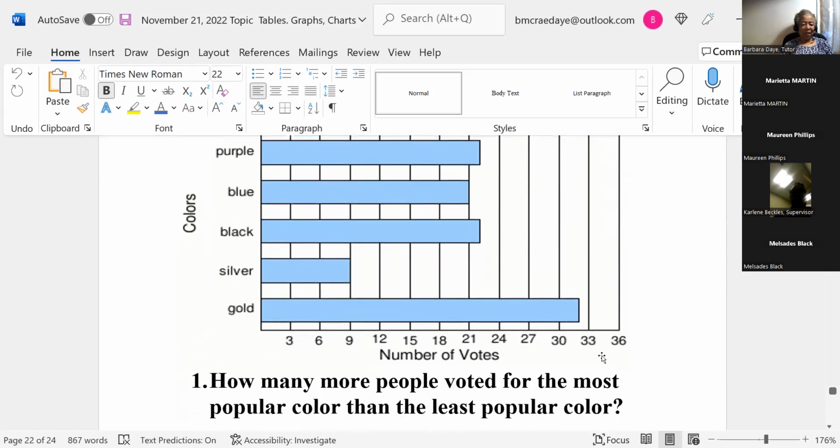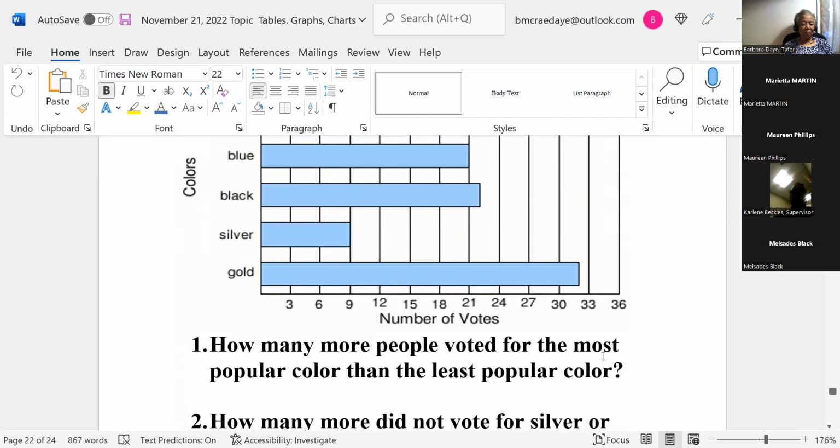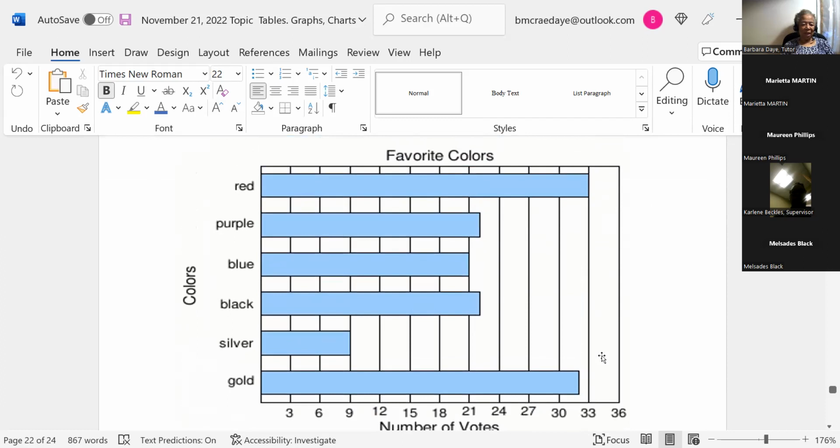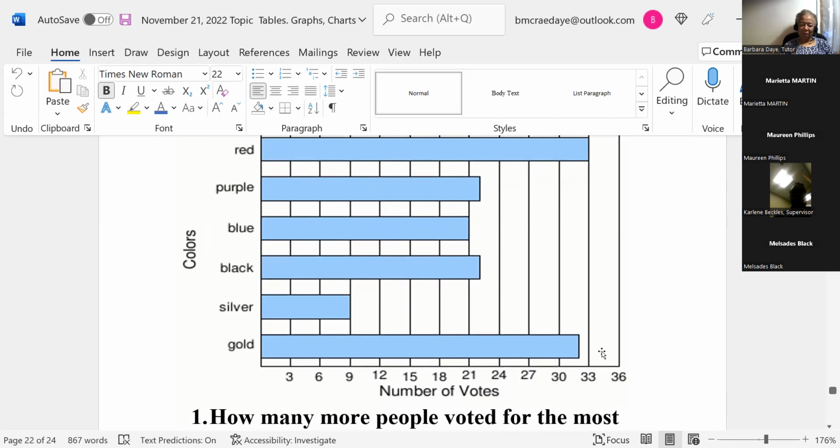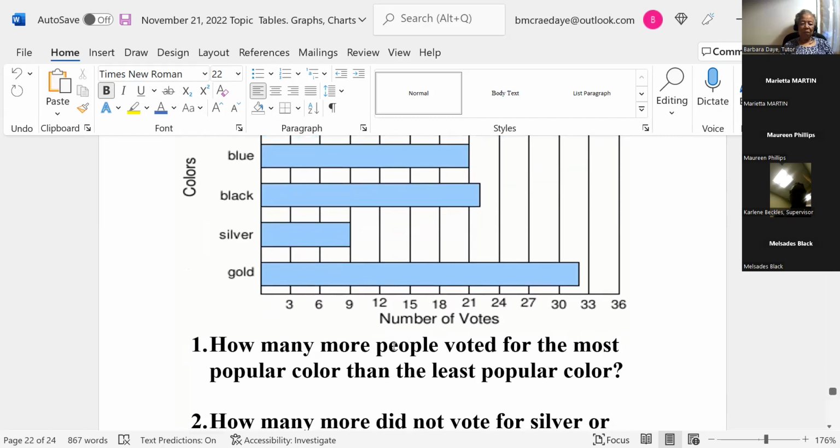Now, how many more people voted for the most popular color than the least popular color? I want you to look at the graph and tell me your answer. Red? No, that's not what I asked you. Thirty-three? That's not what I asked you. How many more people voted for the most popular color than the least popular color? How many more?